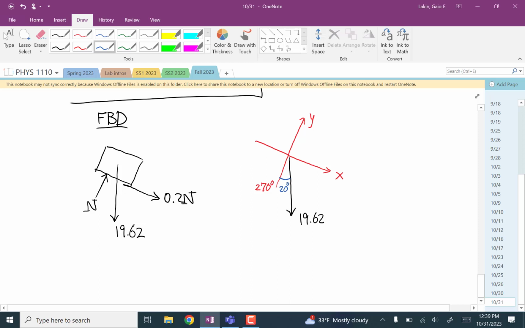Okay, so now what's the angle that you have to go counterclockwise from the x-axis to get to the weight force? Yeah, 290. So we're going to go 19.62 times the cosine of 290, 19.62 times the sine of 290.